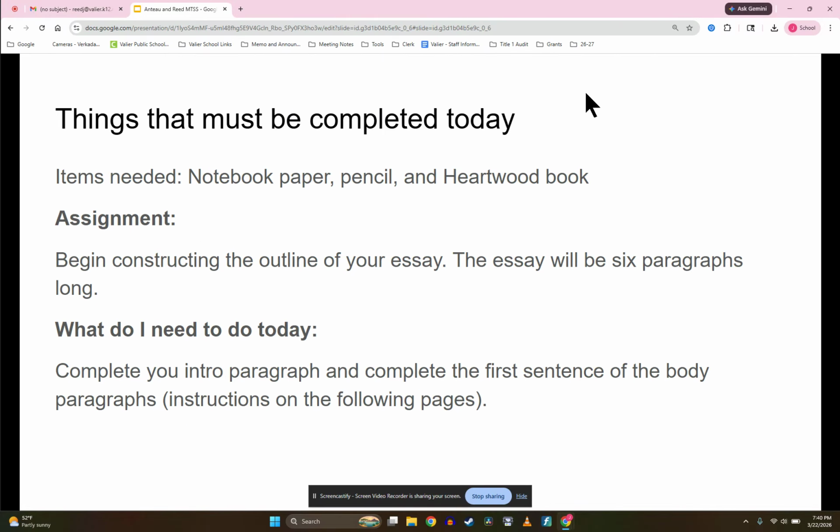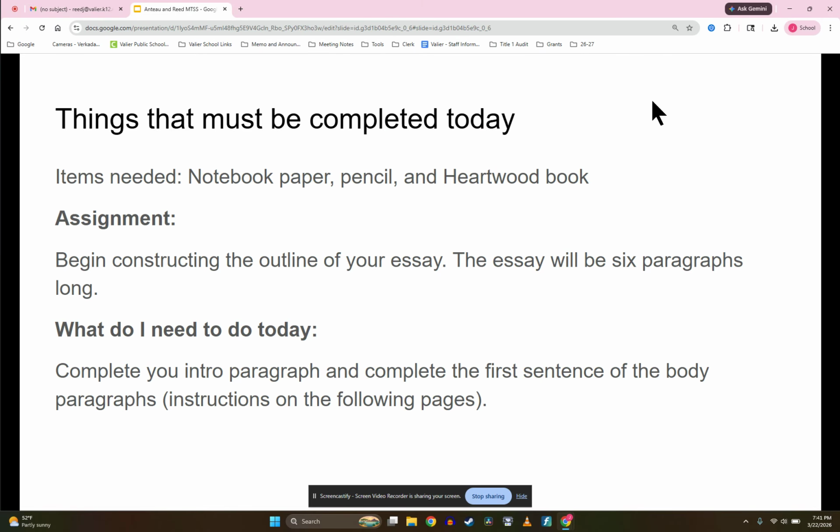Things that must be completed today. The items you will need are notebook paper, a pencil, and the Heartwood book. Your assignment is to begin constructing the outline of your essay. The essay will be 6 paragraphs long. What do you need to complete today? You must complete your intro paragraph and complete the first sentence of the body paragraphs.